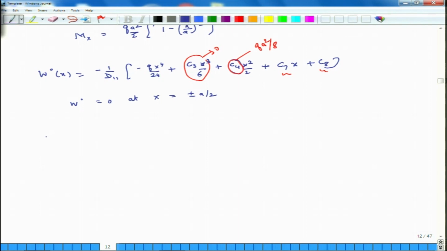I will just write down the final result. W naught x equals QA to the fourth over 384 times 16 x over a to the 4 minus 24 x over a square plus 5. So, this is the solution we get from this.